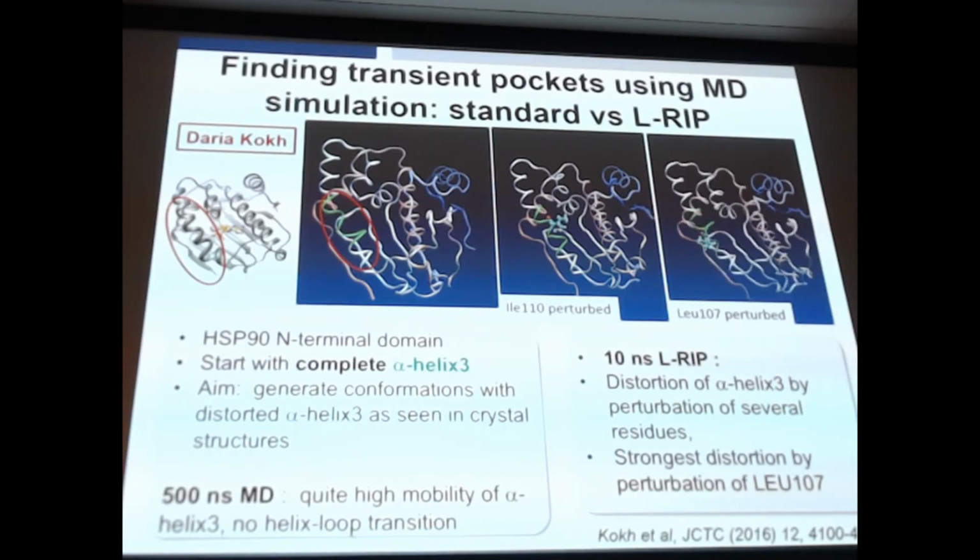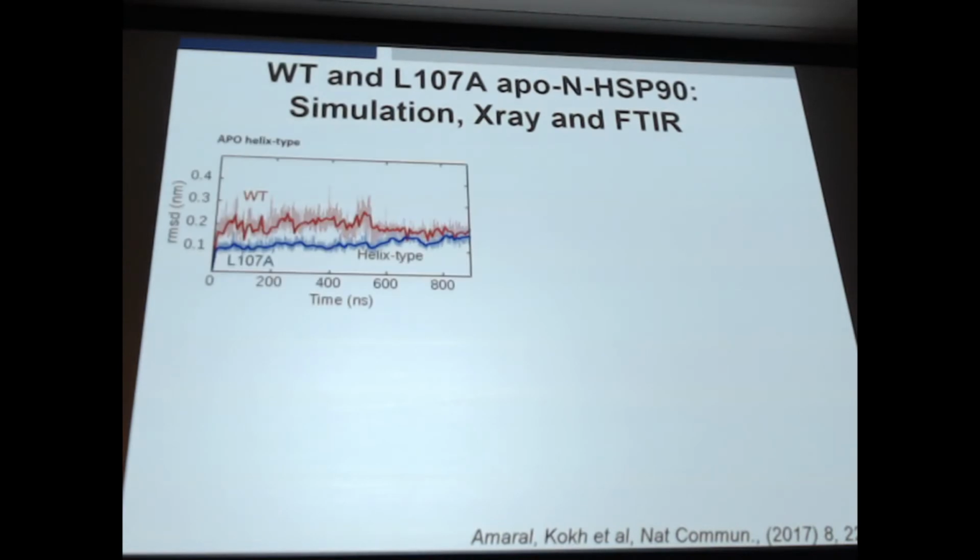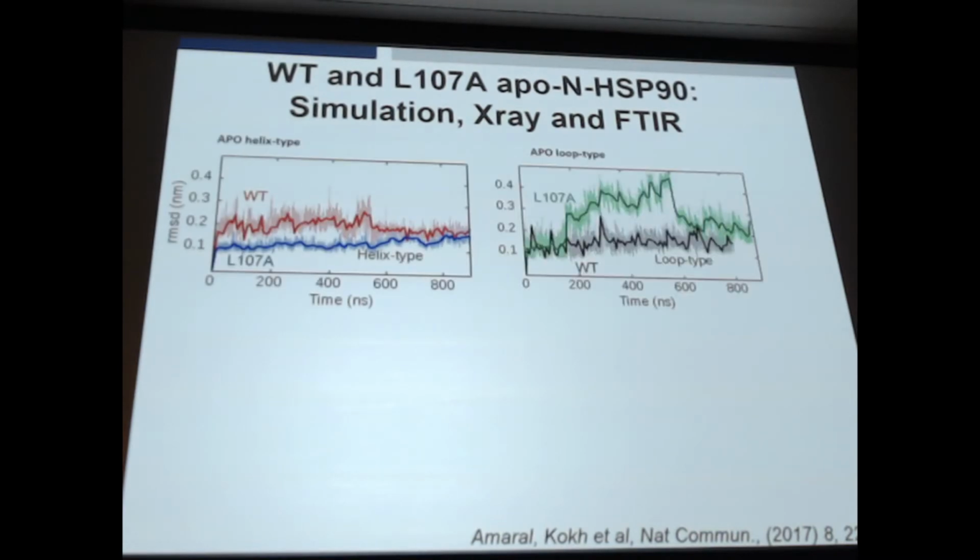And as I said, we've aimed at doing this to identify changes in pocket conformation that are relevant for ligand binding. Now, based on this and looking at the residues that had the biggest effect on the helix structure, we noticed that the primary one was this leucine 107. And so we thought, well, what happens if we mutate this residue to an alanine? We would expect that perhaps to stabilize the helix. And in simulations that we did, starting from the helix conformation or starting from the loop conformation, you can see that in the mutant, the helical form is stabilized with respect to the wild type.